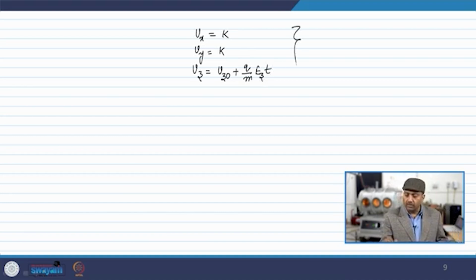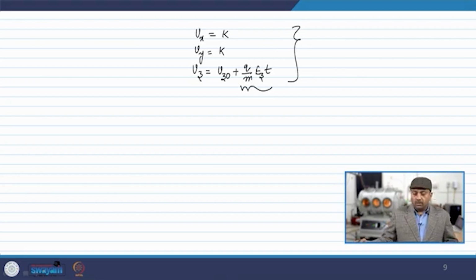So, due to the application of electric field along the z direction, the velocity components along the x and y directions will remain a constant, but that means there is no acceleration along the x and y direction, but the velocity along z direction is changing linearly with respect to time by this factor, right.